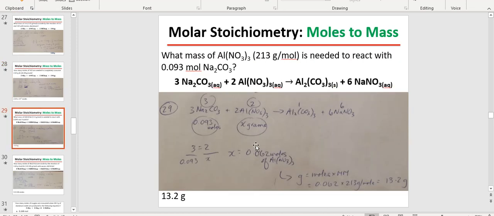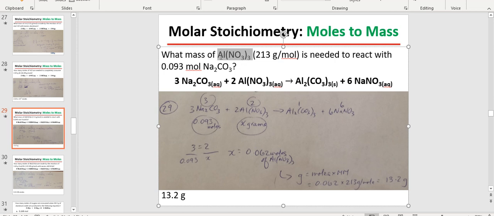Again, same thing. Now, I can either give you grams and ask for moles, or I could give you moles and ask for grams. But have a look at this one here. It's the same thing. What mass of aluminum nitrate? And here I gave you the molar mass. I may ask you to find the molar mass, but you can find that in 20 seconds.